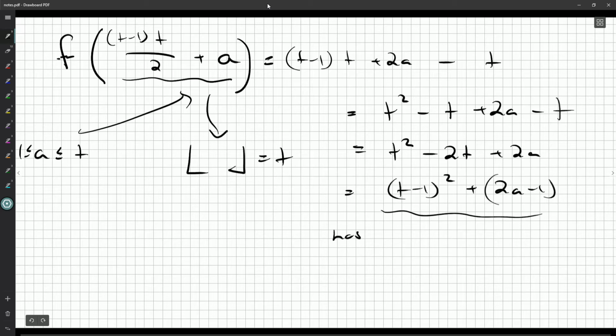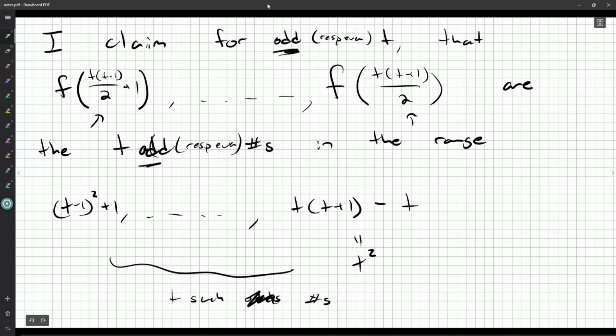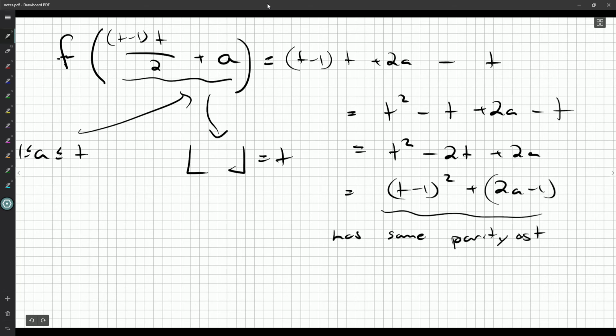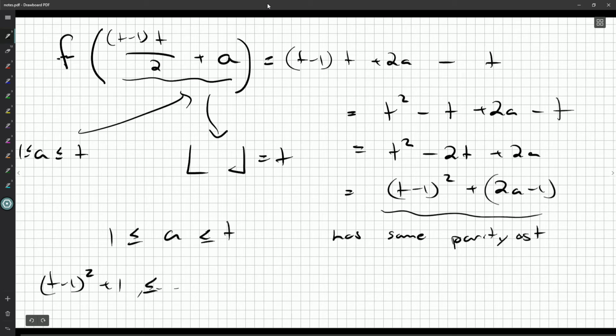So this, we can note, has the same parity as t, which is what we want to have. For odd numbers, we need to get the odd numbers. For even numbers, we need to get the even numbers. But we can also see for a being in the range 1 to t, we'll get our numbers in the range 2a, so 2, 1 minus 1 would be plus 1. And then if I had 2t minus 1, we'd get t squared. And then we'd be all set. Okay, so that proved the one claim.